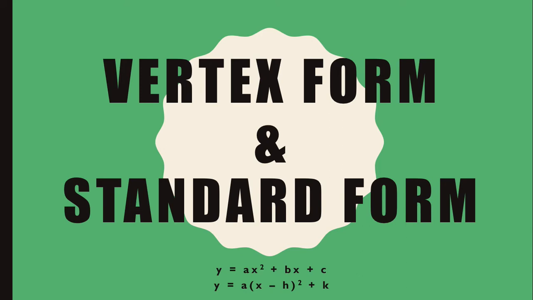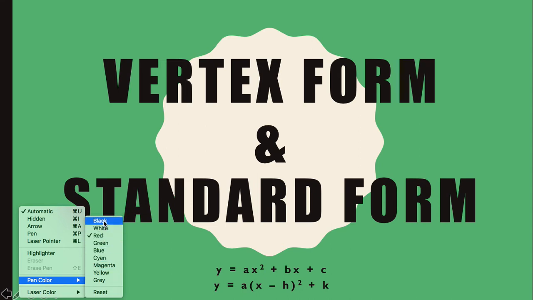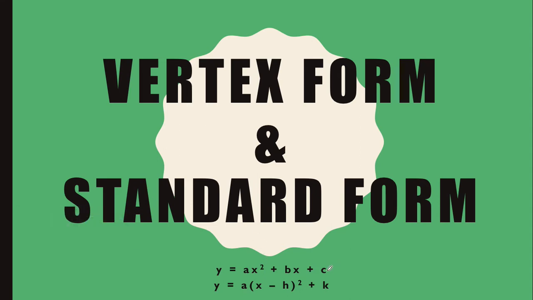Amazing students. So what we're going to be doing today is going from vertex form to standard form to vertex form. Just remember that these formulas are written on your formula chart, so it's not necessarily something you need to memorize. But standard form for quadratic is y equals ax squared plus bx plus c. And vertex form is y equals a times (x minus h) squared plus k.